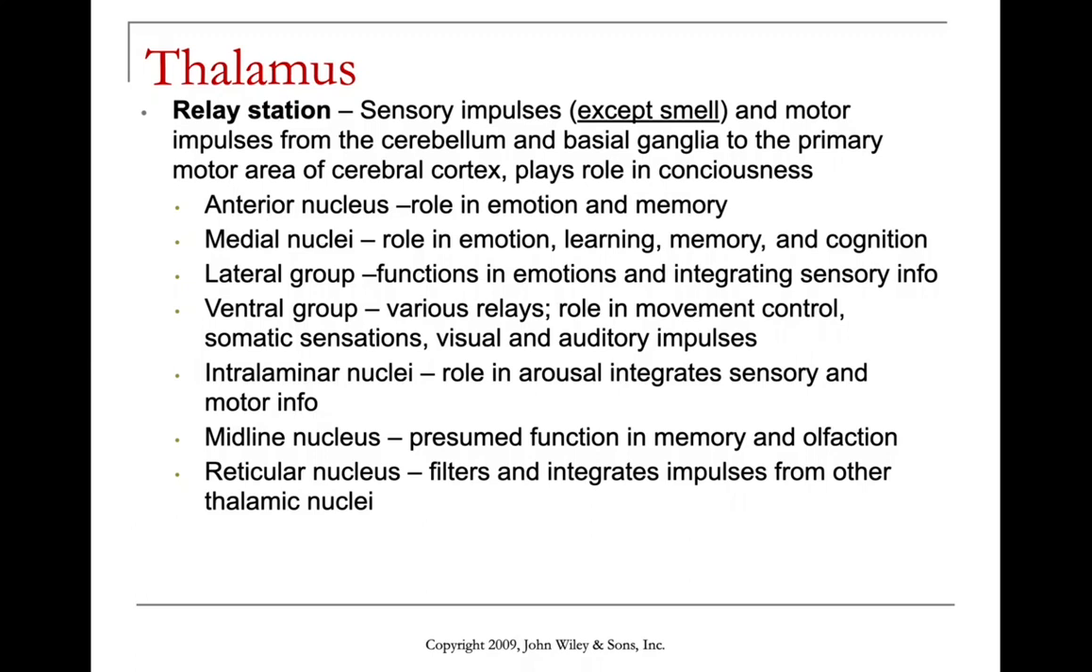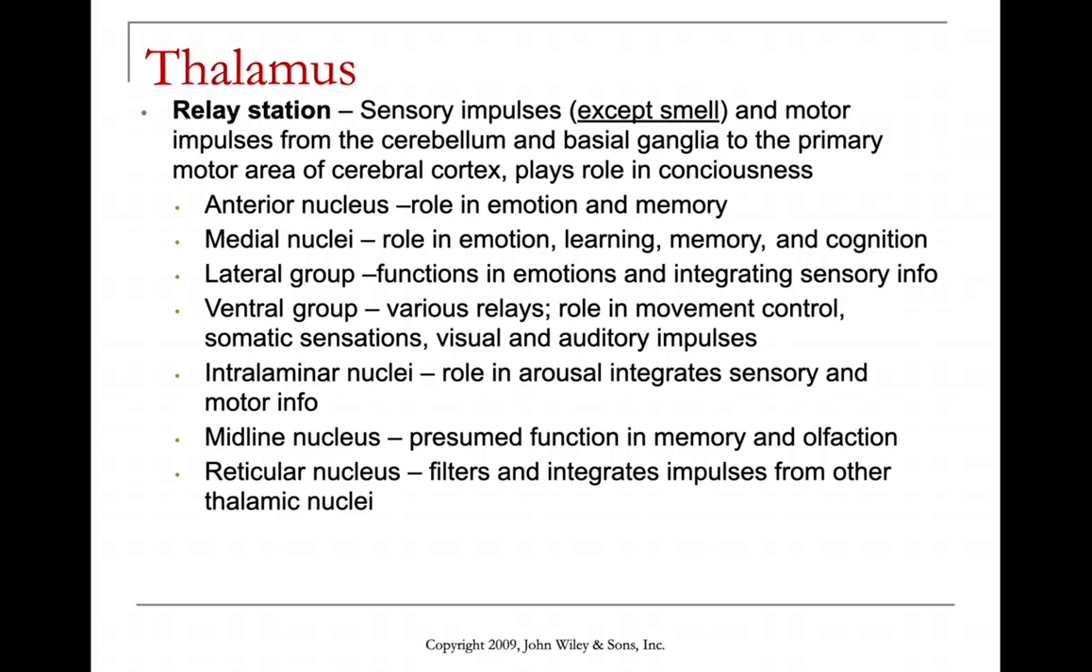It's going to take sensory impulses, except smell, and motor impulses from the cerebellum and basal ganglia to the primary motor area of the cerebral cortex. It does help play a role in consciousness. The anterior nucleus plays a role in emotion and memory. The medial nuclei play a role in emotion, learning, memory, and cognition. The lateral group functions in emotions and integrating sensory information.